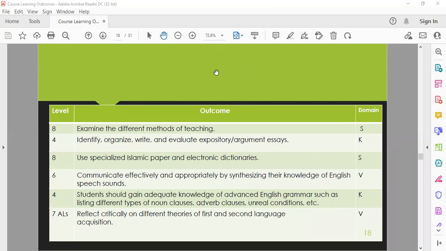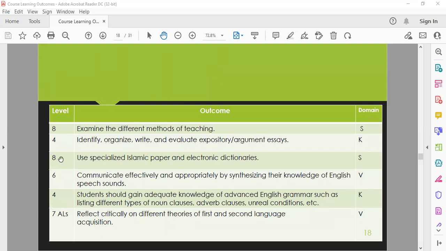Let me answer the first one. Examine the different methods of teaching. That would be applied linguistics, maybe. To examine the teaching methods, I think it doesn't match the purpose of it. Students need to understand the teaching methods or apply the teaching methods, but not examine them. In what sense are the students going to examine? As you said, they can apply, they can explain, but examine is quite a vague verb.